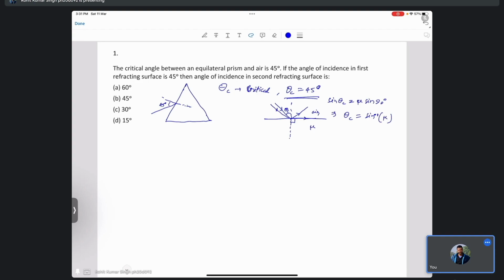So here theta c is given 45 degree, and we can calculate the refractive index. So just sine 45 degree equal to mu. So mu will be 1 by root 2. Okay.